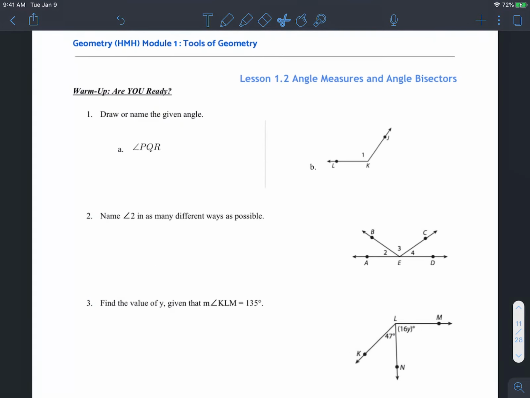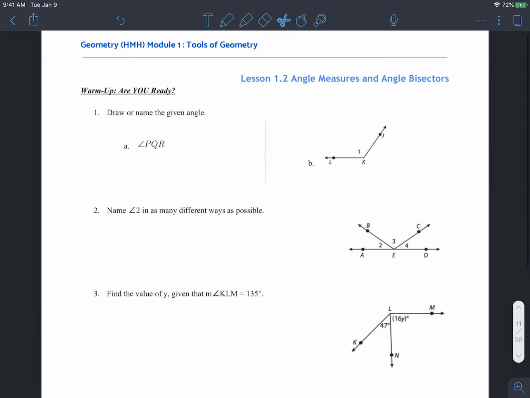Alright guys, on this first page of the notes, this is a warm-up, so what you should do is work on it. Give yourself about 2 to 5 minutes, whatever is your comfort level, and when you're done, unpause this video. So that implies that you should pause the video now.